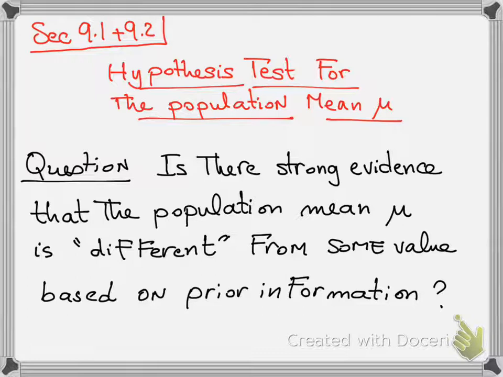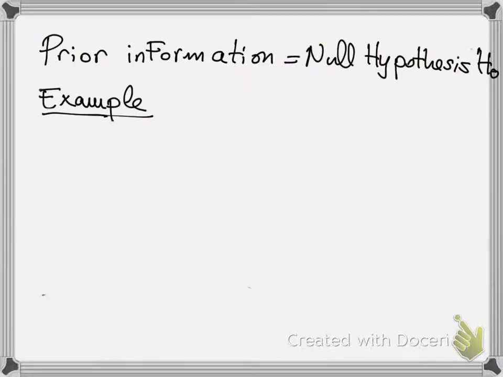Today we're gonna do sections 9.1, 9.2. That's hypothesis test for the population mean mu. So today we're gonna try to answer the following question: is there strong evidence that the population mean mu is different from some value based on prior information? Okay, and the prior information actually is called the null hypothesis H0.